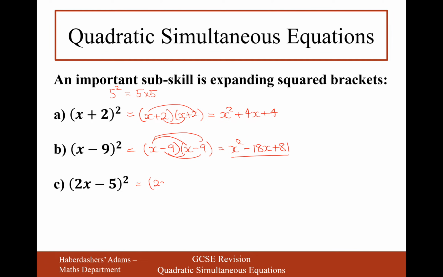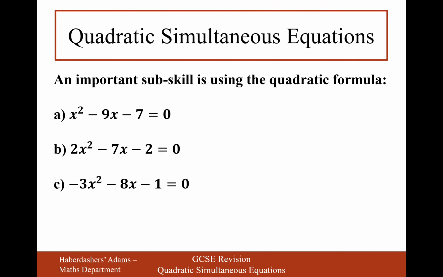The last one is going to be 2x minus 5 times by itself 2 times. So it's going to be 4x squared. It's going to be minus 10x, and then another minus 10x, so minus 20x. And then minus times a minus is a positive, so it would be positive 25. So there we are. That's a really important sub-skill that will continuously appear in questions to do with quadratic simultaneous equations, as will solving quadratic equations. So remember, your formula is, in fact no, I'll get you to remember the formula. So have a go at these three questions here, pause the video and try your best.